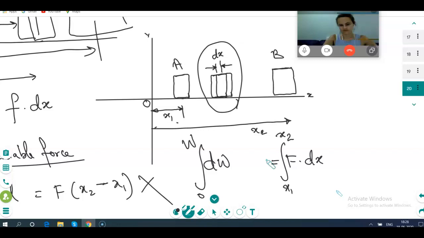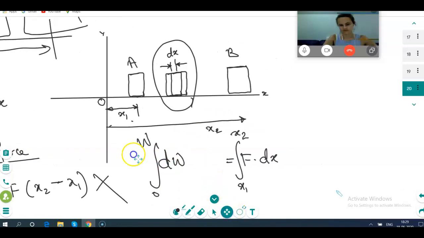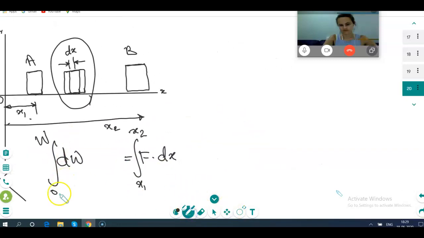Now listen, your query is not yet satisfied. First thing, F is not constant. So we must have F as a function of displacement. Some relation should be there. We should know the relation, how the force should be reducing. So I can write some variable relation.